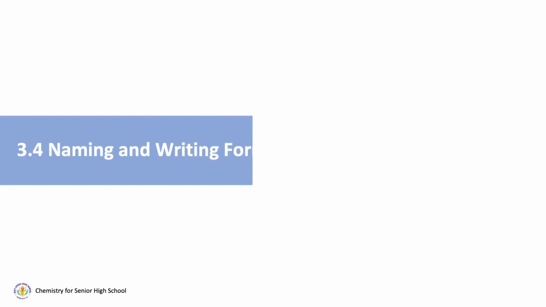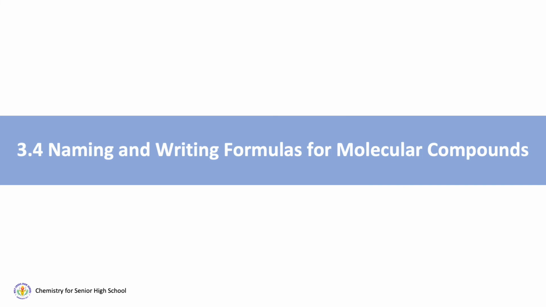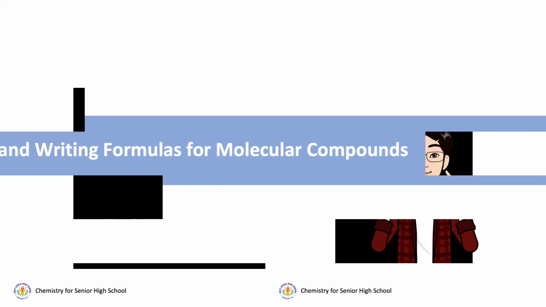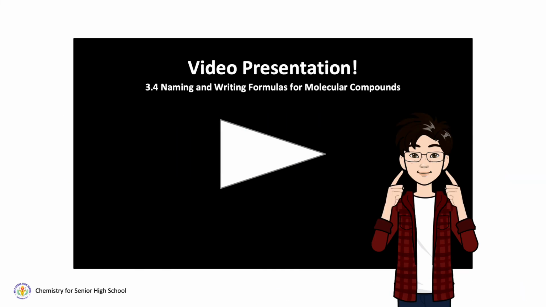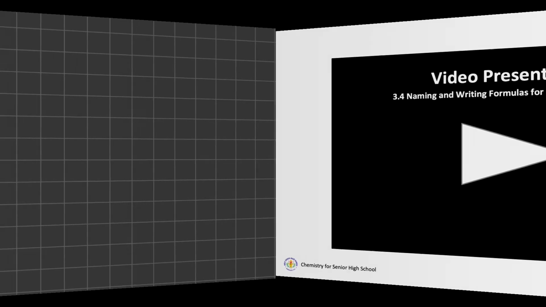For naming and writing molecular compounds, we will be starting with a video presentation. Moving on to molecular compounds. Today I'm going to be demonstrating for you how to write a chemical formula for molecular compounds. So let's say we were given the name sulfur dioxide. How can we write the chemical formula of this compound?